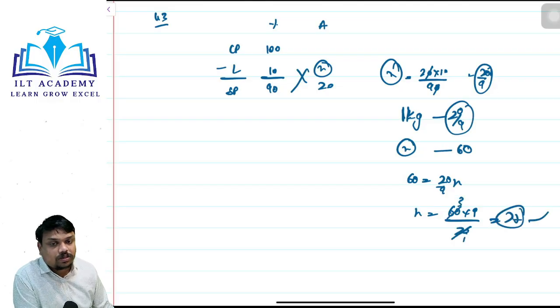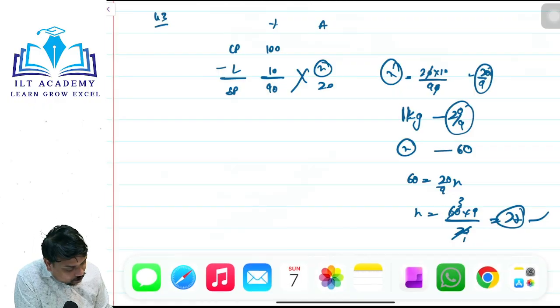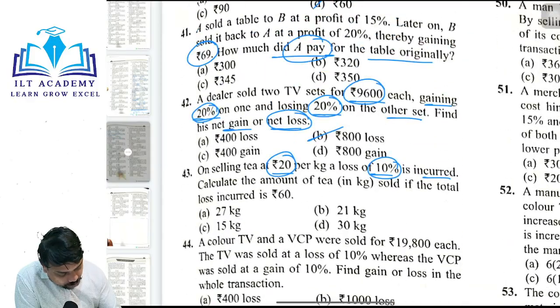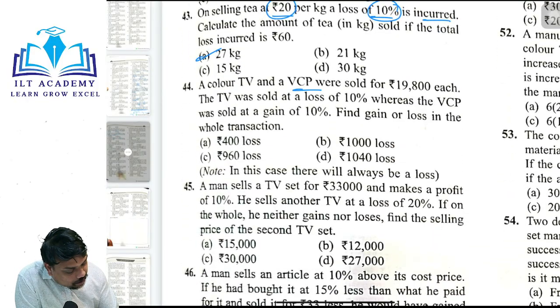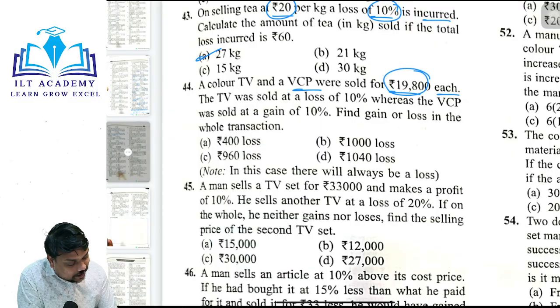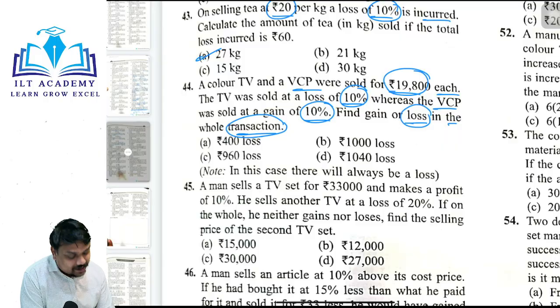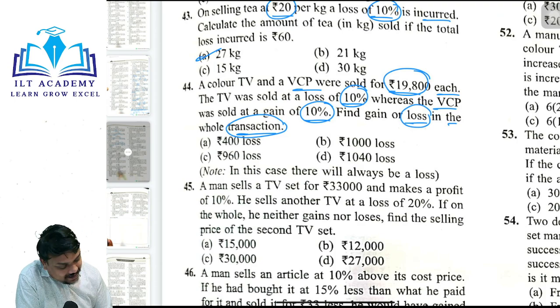Any doubts? Clear, right? Next one. A color TV and a VCP were sold at 19,800 each. The TV was sold at 10% loss, whereas the VCP was sold at a gain of 10%. Find the gain or loss in the whole transaction. This time see, all 4 options give loss. When profit is given, obviously you can even guess. Okay, you can do it, right?